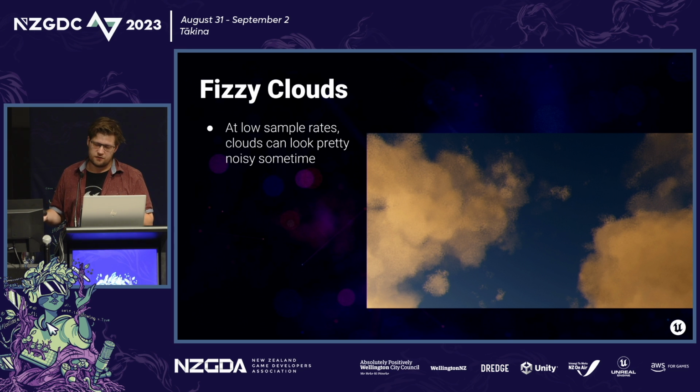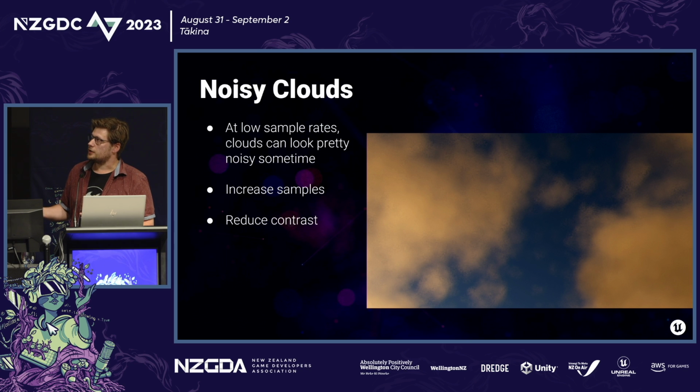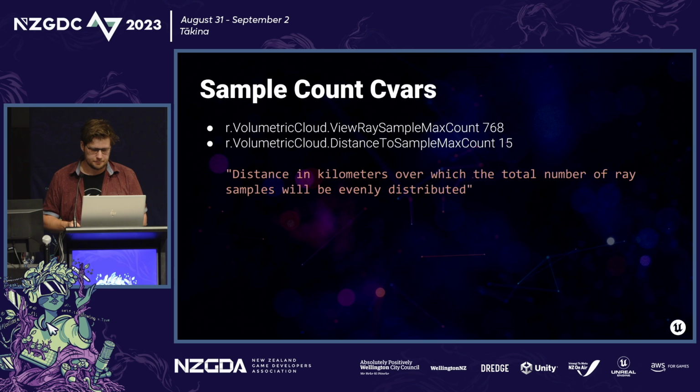What you can do is get a lot of fizz and noise, and that's because Unreal does what's called temporal sampling to, over time, take lots of samples with lots of jitter offsets and then combine them, which most of the time works really well. But sometimes if you do too few samples, then you will see this fizz. Some things you can do to mitigate that are do more samples, which you might not want to do, or you can reduce the contrast of your clouds, which masks a lot of that noise.